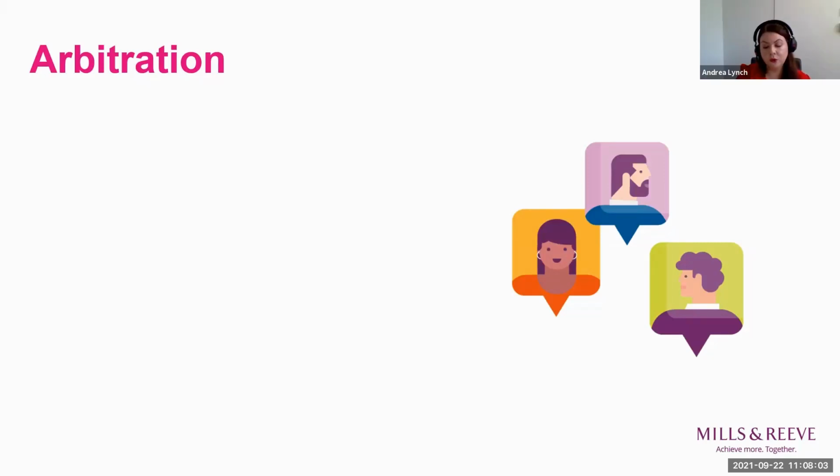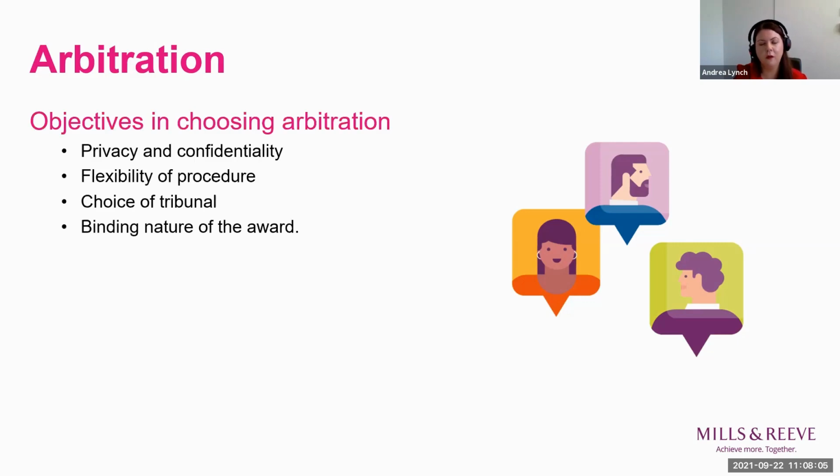And what are the usual drivers for parties when choosing arbitration? So you'll see from the slide, I've broken it down into four main objectives, if you will. The first one is privacy and confidentiality. Unlike court proceedings, the parties to an arbitration are bound by duties of confidentiality. The second is the flexibility of procedure. The parties have the power to agree to a particular procedure that suits their needs for the case in question. The next point is obviously the choice of tribunal.